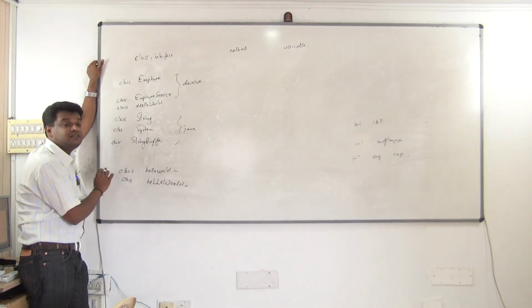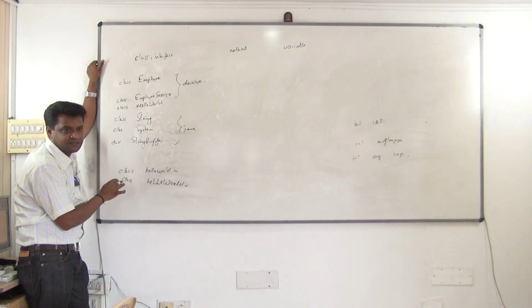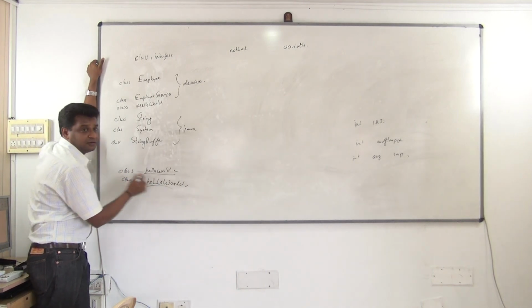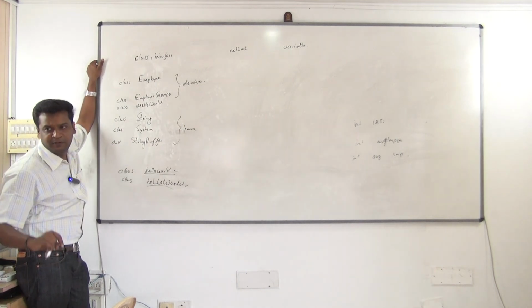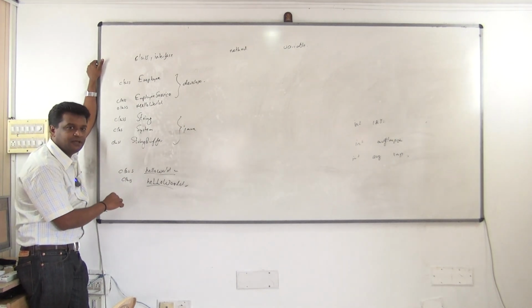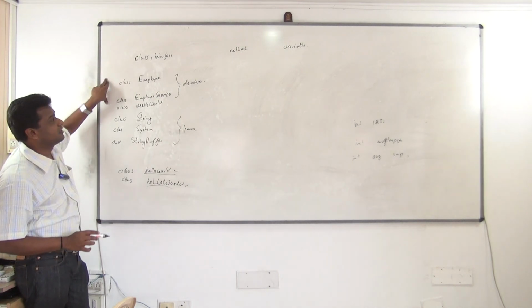So see, some things are rules, some things are conventions. What I am teaching you right now is convention. Rules I just now gave in the document. I am talking about conventions. Are you clear with this? So this is how you write the class names.